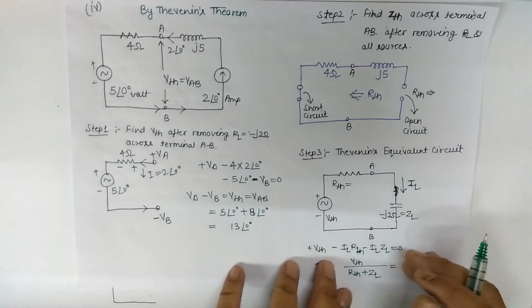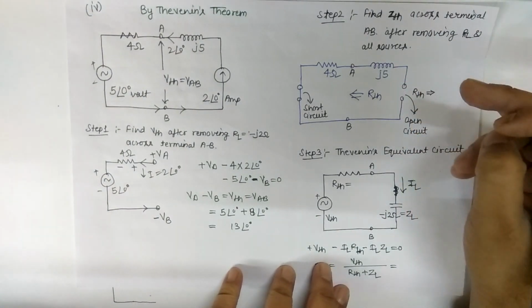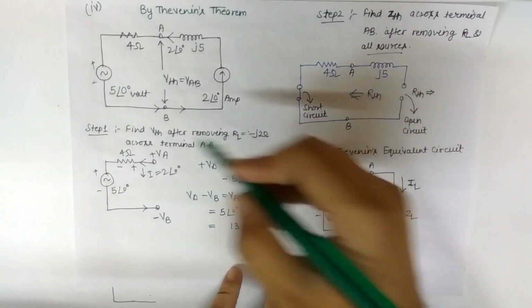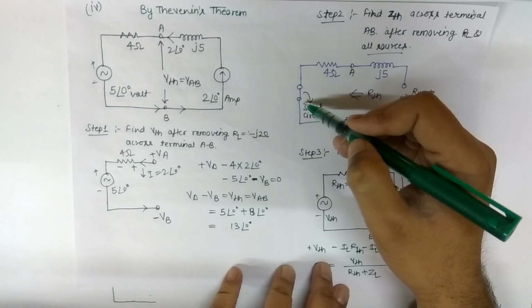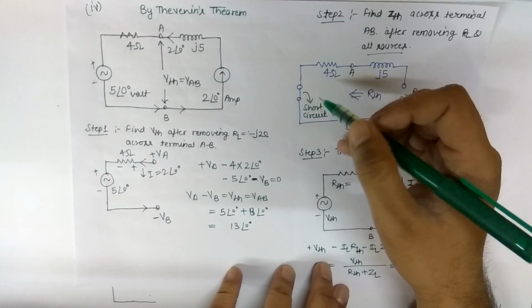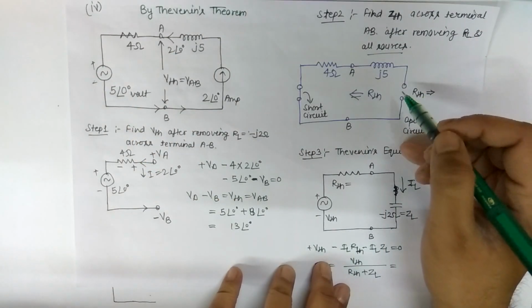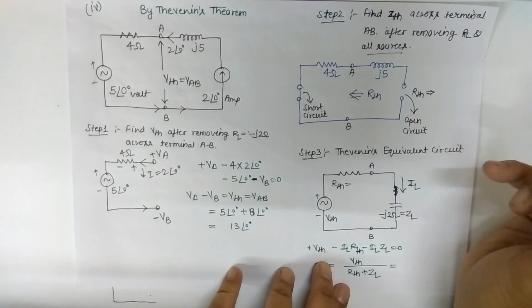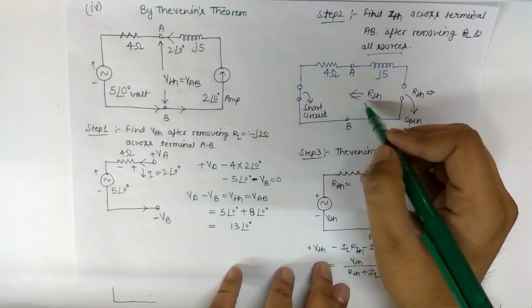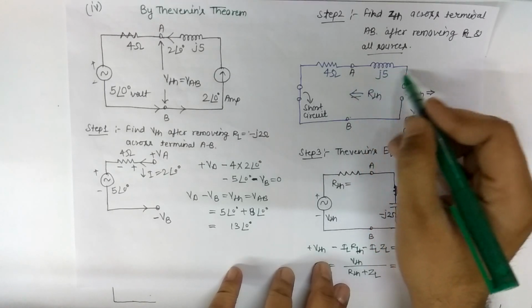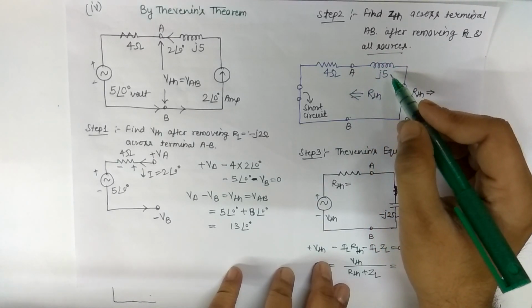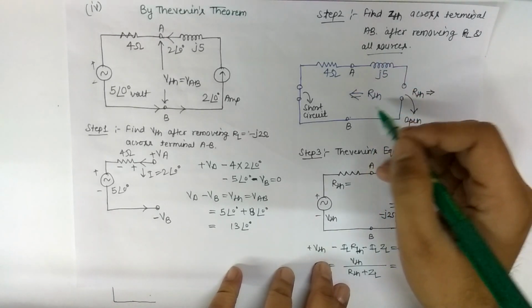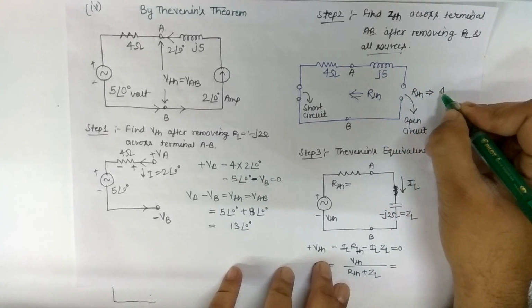Now find out in step number 2 RTH. To find RTH, first of all we remove all the sources. So this voltage source is replaced by its internal resistance, short circuit, R is equal to 0 for this voltage source, and the internal resistance is infinite for this current source. So this is open circuit. Now we find out RTH at these terminals. So in this j5 inductor branch there is open circuit, so we cannot consider this. So we know that RTH is here directly 4 ohm.